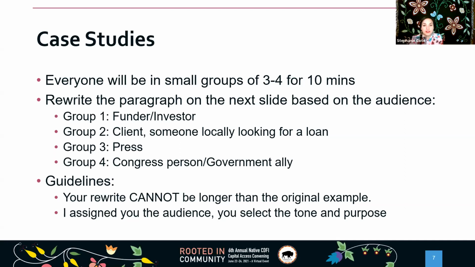And since we're small enough, I can let you know what group you're in. So Amber, Danny, Louise, and Miranda, you are going to be in group 1. So you're going to be focusing on an investor or funder as your audience. And you'll also click that group 1 link and it should take you right to your slide.